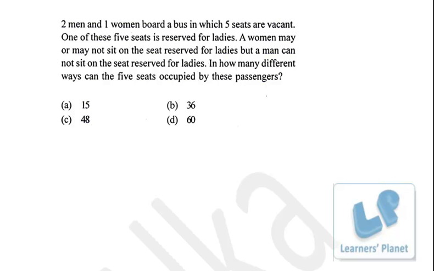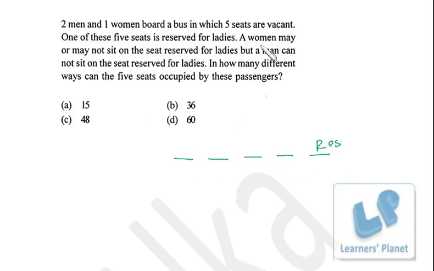Now this problem: 2 men and 1 woman board a bus in which 5 seats are vacant. One of these 5 seats is reserved for ladies. A woman may or may not sit on the seat reserved for ladies, but a man cannot sit on the seat reserved for ladies. In how many different ways can the 5 seats be occupied by these passengers? Once again, our problem is simple. Suppose we have these 5 seats and one particular seat is reserved. Now we are left with 4 seats for males and 1 for female.